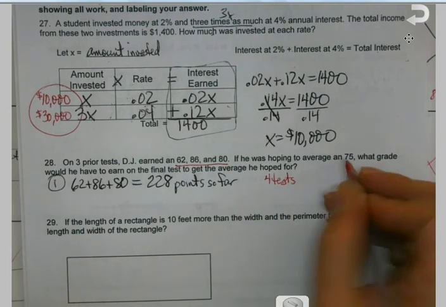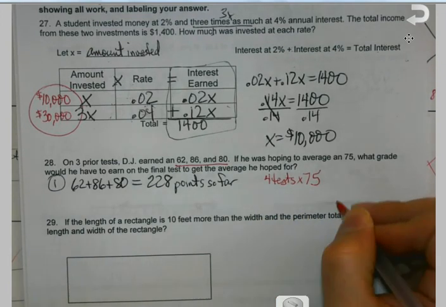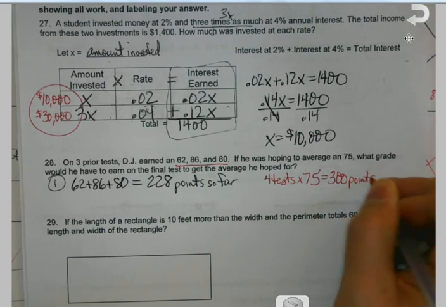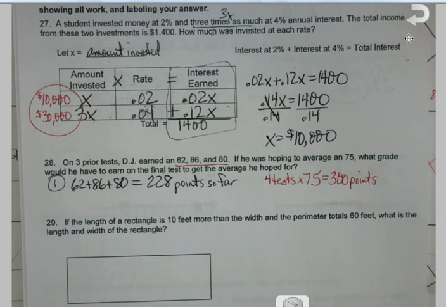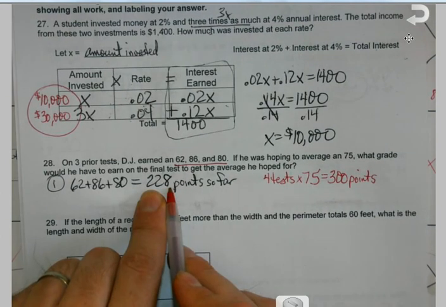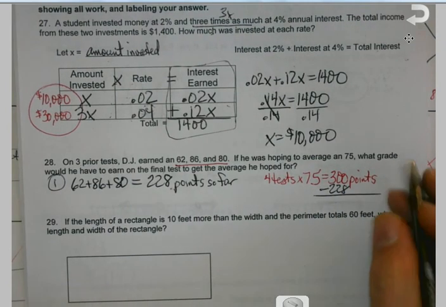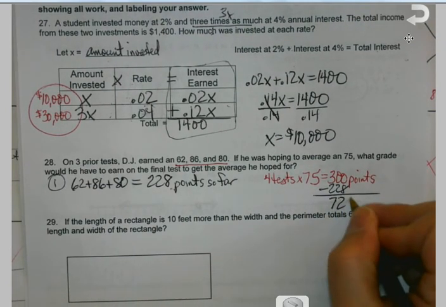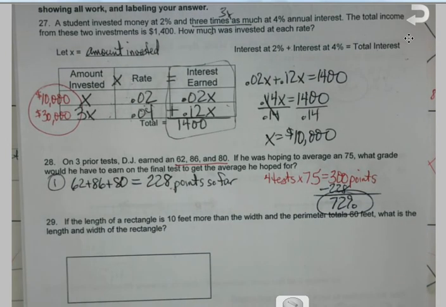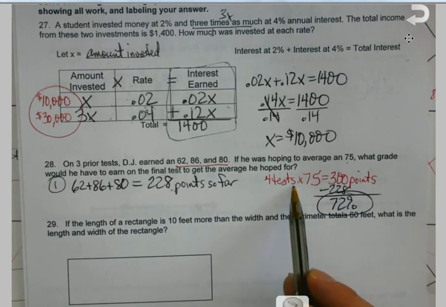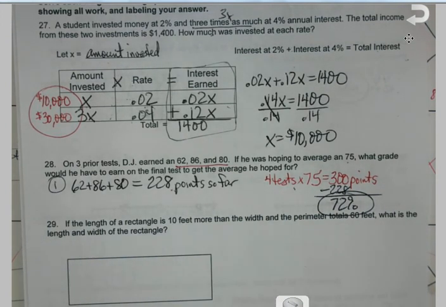If you hope to average a 75, that would be the equivalent of getting 75 on each one. So for him to average 75, he'd need 300 points total for the 4 tests. So far in the first 3, he's earned 228. Just subtract it. He would need a 72 on the last test to get what he wants. So basically, I'm just saying, if I got a 75, a 75, a 75, and a 75, that's what this is. He'd have 300 points. I just subtract the rest away, and I get the score. Just another kind of application type problem.